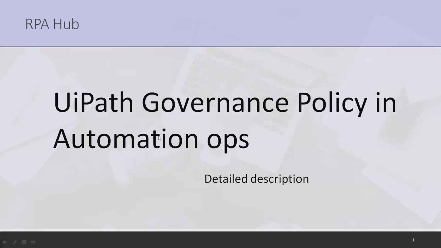Welcome to RPF. In this video, we'll discuss UiPath governance policy in Automation Ops. This is a very important part when we are working with hyper automation. When we discuss automation governance policy, it's always required at the enterprise level, and we have to make sure that policy is available in our automation activity.